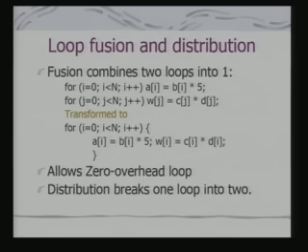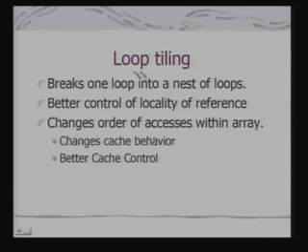Okay. So, that is why this kind of analysis of the fusion becomes critically important. The other part of the fusion would be fission, or breaking up the loop, or distribution of a loop into 2. Okay. So, one of these approaches which is used is called loop tiling. So, what happens in loop tiling? In loop tiling, you break one loop into a nest of loops.